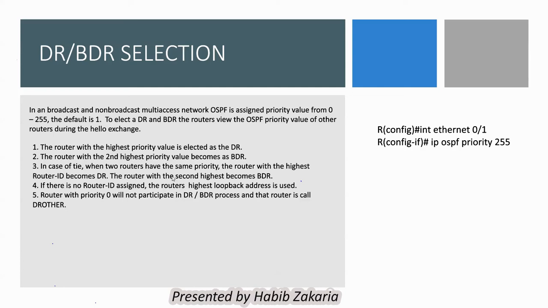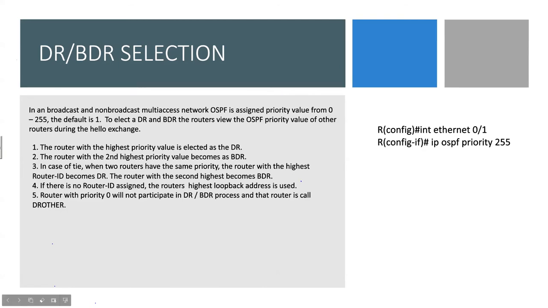In a broadcast and non-broadcast multi-access network, OSPF is assigned a priority value of 0 to 255. So we have to remember that, because this is important when it comes to designing an OSPF network, that there is a priority value on the interfaces, and those interface priority values are assigned 1 as the default value. And you can manipulate this value by increasing it up to 255.